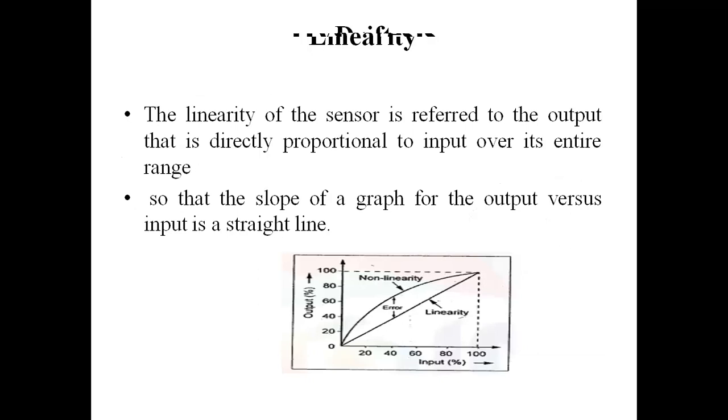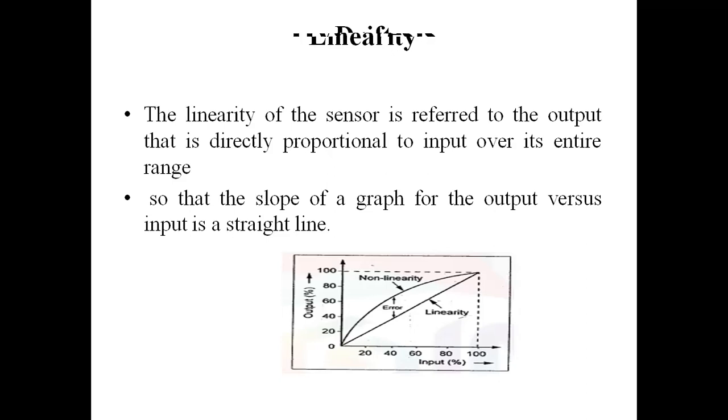The linearity of a sensor refers to the output being directly proportional to the input over its entire range. So if there is a gradual increase in the input, then we should have a gradual increase in the output. Suppose an error occurs, so what will happen? We will not have any direct proportion.